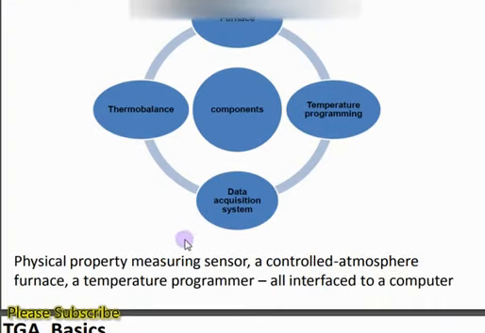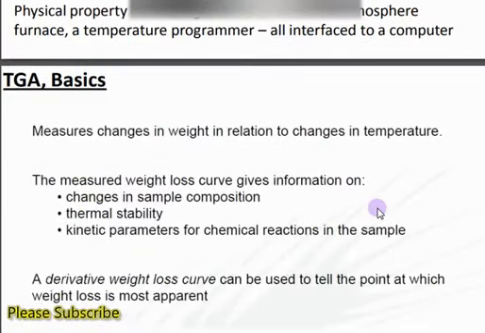The physical property that we measure with this whole setup is mass change with respect to temperature, so we are measuring changes in weight in relation to changes in temperature. This is the basic principle behind the TGA machine. We are looking into the changes in weight of the sample as we change the temperature of the substance. The measured weight loss curve gives the following information. We are extracting these three pieces of information from this graph.